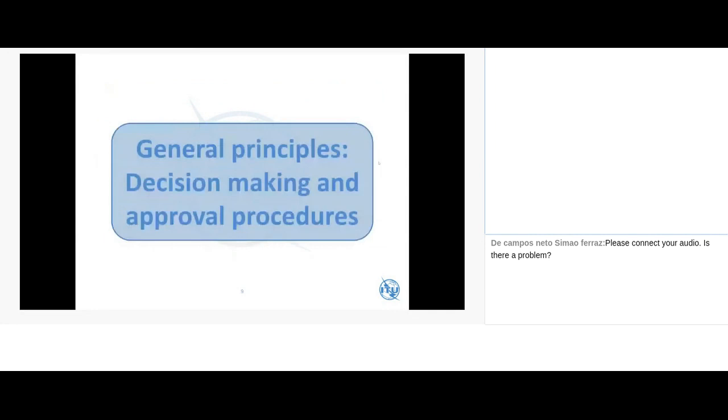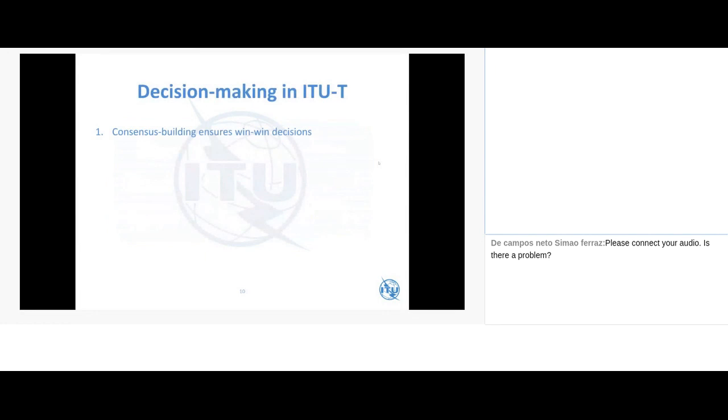So let's look now at decision-making and approval procedures. A really high-level principle in ITU and also in ITU-T is the concept of consensus. And the aim there is we're looking for win-win decisions. So if we don't have consensus, we have winners and losers, and we don't want that. A corollary of that, an extension of that, is that we avoid voting as much as possible. First, it creates winners and losers. Second, it limits the decision-making to member states, which again excludes those others who have a voice, even if it's not a decision-making voice.